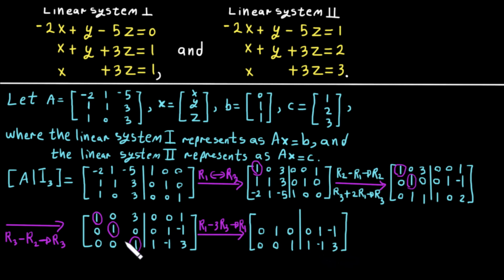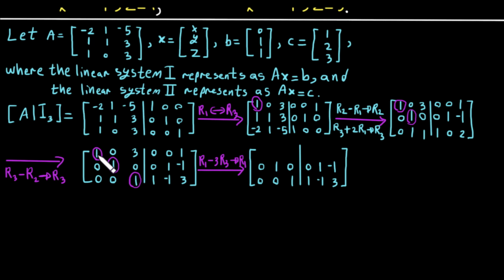Row 1 minus 3 multiplied by row 3. Let's go down a little bit. So 1 minus 3 multiplied by 0, which is 0, 1 minus 0, which is 1. So here I have to write 1. The same thing here, 0 minus 3 multiplied by 0, which is 0, so it will be 0 minus 0, it will be 0.